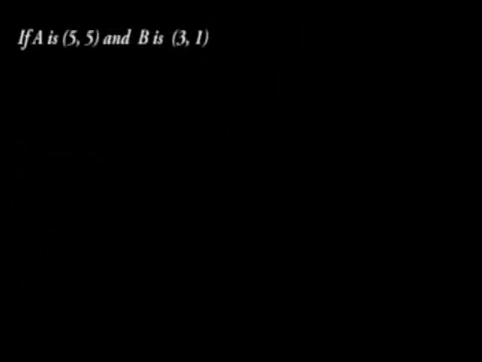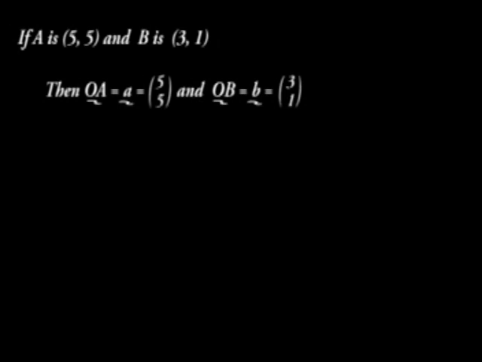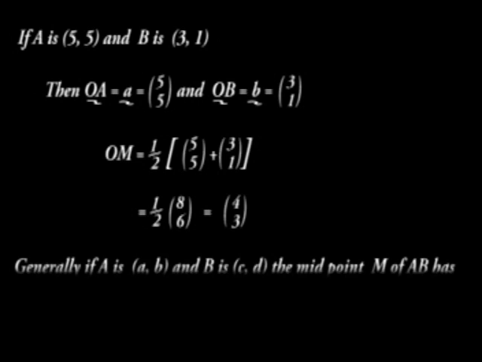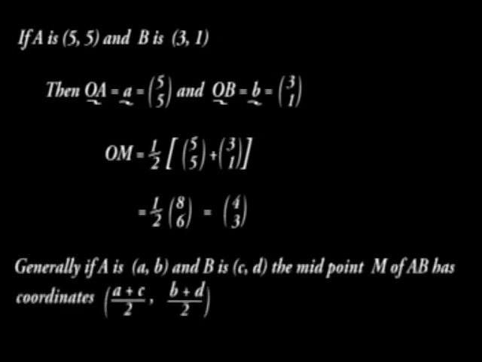If A is (5, 5) and B is (3, 1), then OA is equal to A and is given by (5, 5), and OB is equal to B and is given by (3, 1). OM is a half into (5, 5) plus (3, 1), giving us (4, 3). Generally, if A is (A, B) and B is (C, D), the midpoint M of AB has the coordinates ((A plus C) over 2, (B plus D) over 2).